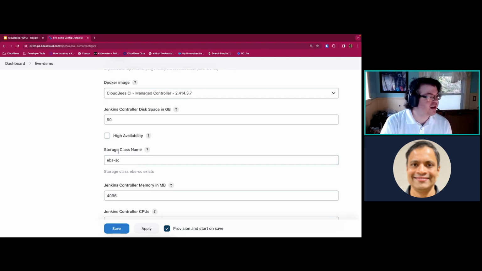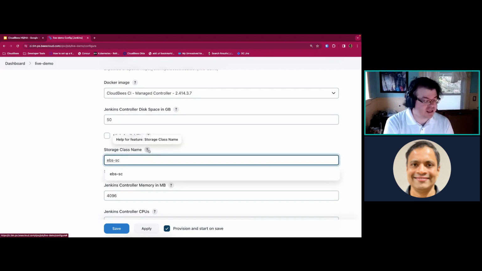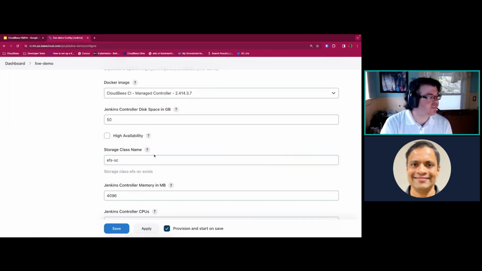Now, one of the things that you'll have to keep in mind is that the storage class cannot be EBS for this. If we were to try to spin this up with EBS, it would fail because read-write-many is not supported by EBS, but it is supported by EFS. So I have EFS set up for the storage class, and it confirms that it exists.